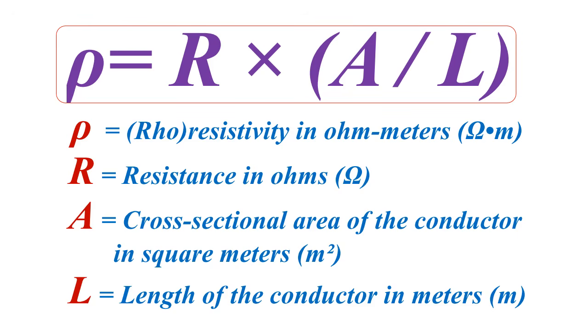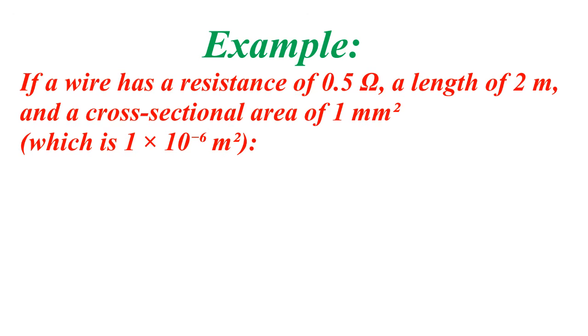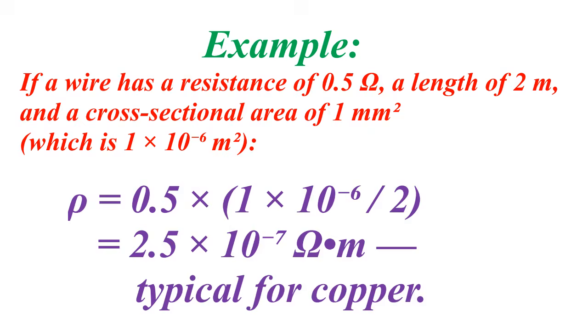Meaning, if a material has high resistivity like rubber, it is a poor conductor. If it has low resistivity like copper or silver, it is a good conductor. If a wire has a resistance of 0.5 ohm, a length of 2 meters, and a cross-sectional area of 1 square millimeter, which is 1 times 10 raised to negative 6 square meters, the resistivity is 0.5 multiplied by 1 times 10 raised to negative 6, divided by 2. This is equal to 2.5 times 10 raised to negative 7 ohm meter, which is typical for copper.